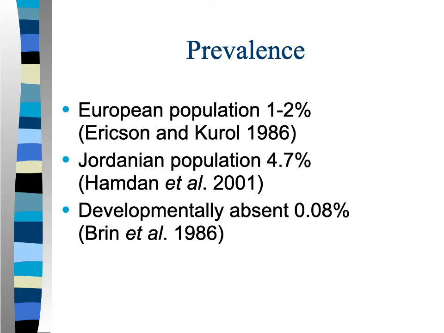So what's the prevalence of impacted maxillary canines worldwide? In European population, Erickson and Kurl found that it is about 1 to 2%. We did a study in 2001 and found that in Jordan it was higher, around 4.7%. And developmentally absent canine, that is congenitally missing canines, is very, very rare, and that is 0.08%. And this is work done by Byrne et al.